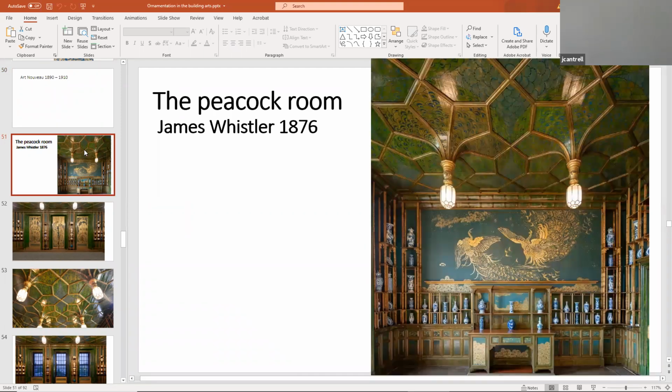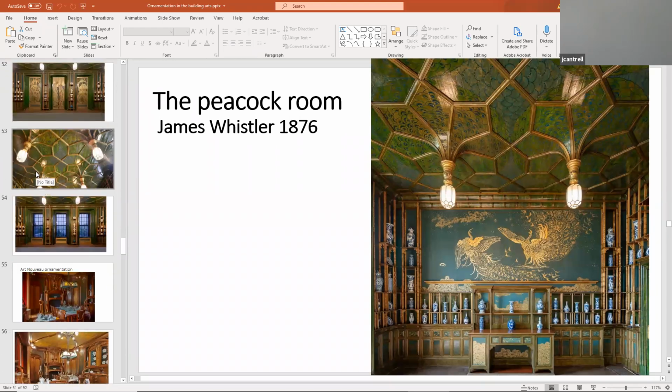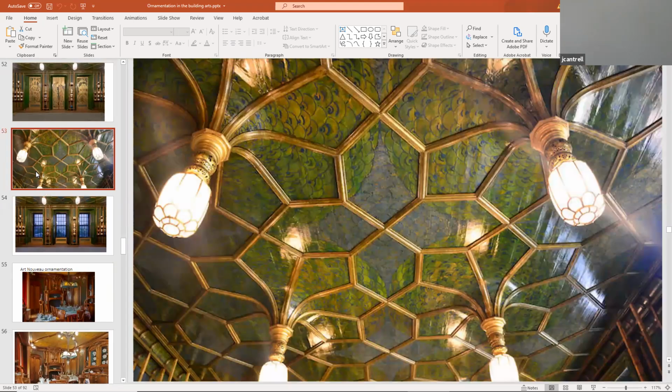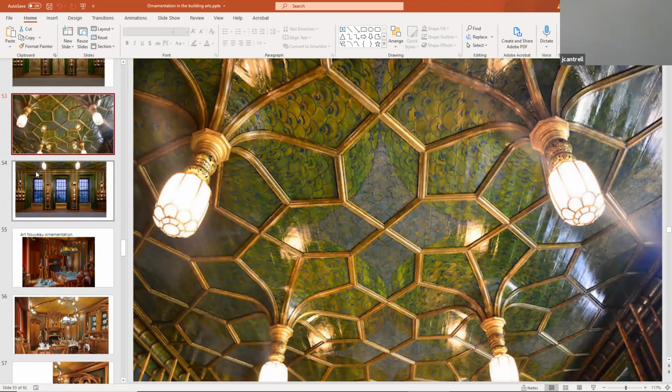Here is the Peacock Room, designed by James Whistler, an interesting mixture where the ornamentation becomes a total integral part of the facade details. They're not really just decorative parts applied on, but integrated into the tracery on the ceiling and of course the wall pattern. So we can see it's a variation of a Gothic ceiling, because we see the tracery and the stalactites that hang down from the ceiling become these light fixtures.